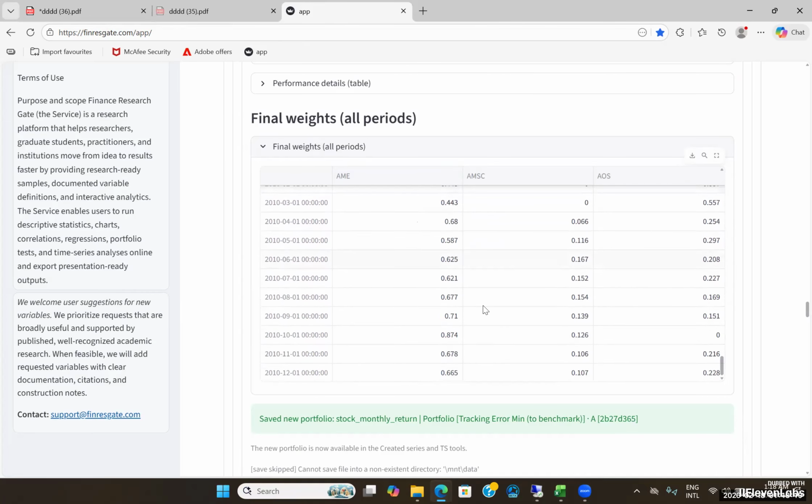To give you an example, when we examine the most recently constructed portfolio, the minimum variance tracking error was found to be approximately 66.5% for this particular firm. And then, for another firm, it stood at 10.7%. And the figure we're discussing is 22.8% within this firm.